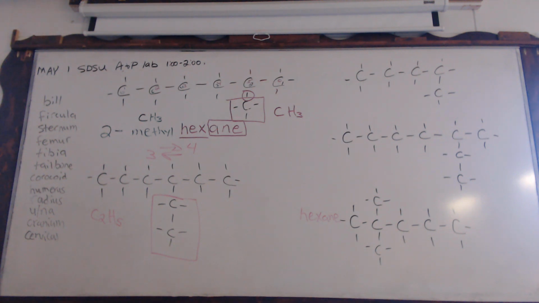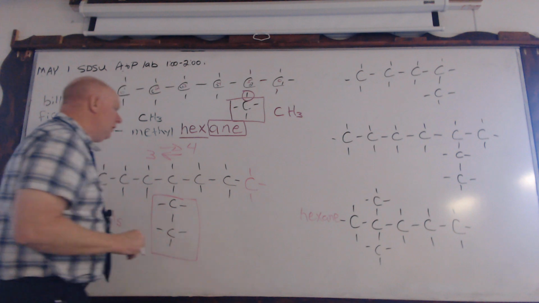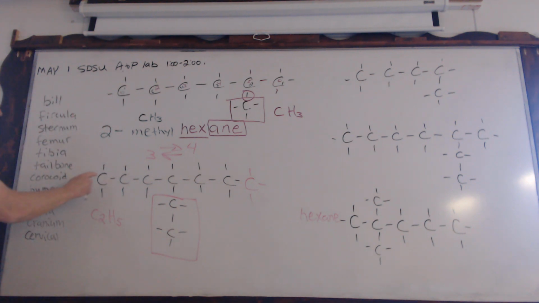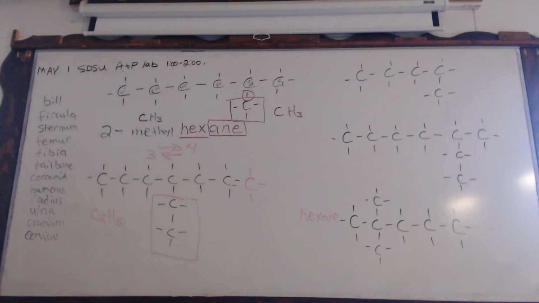If you added a carbon to the right side, all the way on the end, what direction would you pick then? Then it doesn't matter. 1, 2, 3, 4. 1, 2, 3, 4. It's right in the middle. You can pick either way.